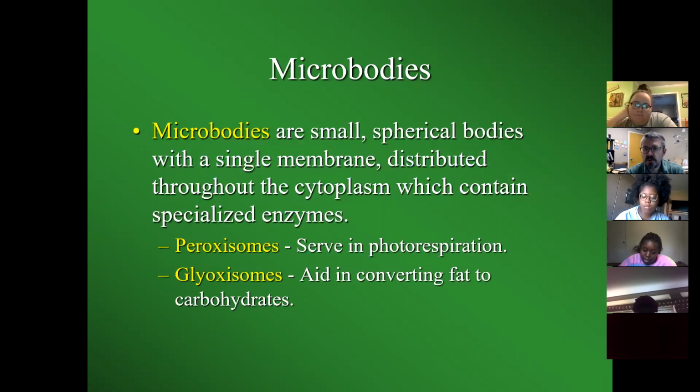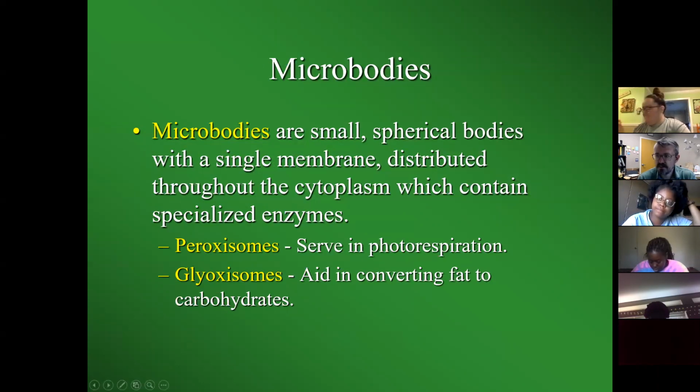Okay, also in the cell there are microbodies. These are small spherical bodies with a single membrane, which just means that they're not part of the endosymbiosis idea. They're distributed throughout the cytoplasm, and they do a lot of different things with special enzymes. Peroxisomes are ones that we will see.